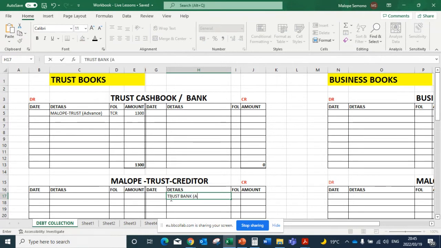Even here I can just write advance. Now, trust. Cash receipts. How much? 1,300. Easy like that. This is very easy, guys. Remember the double entry system from debit to credit. Now let's go back to the question.